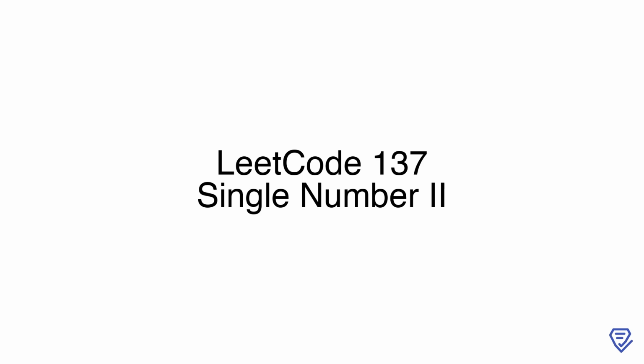Welcome! In this session, we'll tackle LeetCode problem number 137, titled Single Number 2. This is a fascinating problem that involves finding the unique element in an array where every other element appears exactly 3 times. Let's dive in and explore the solution step by step.